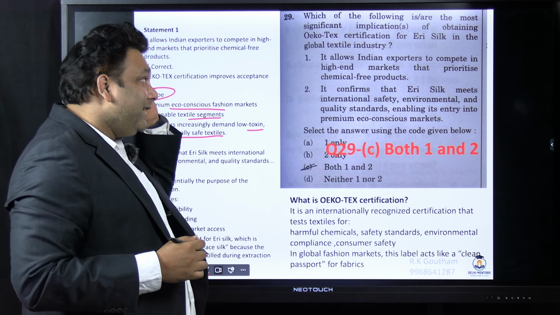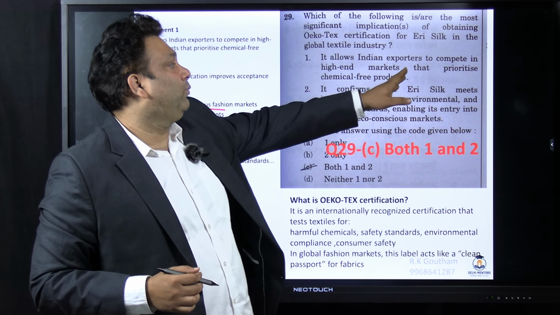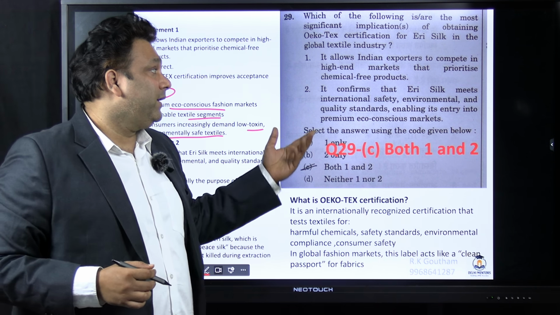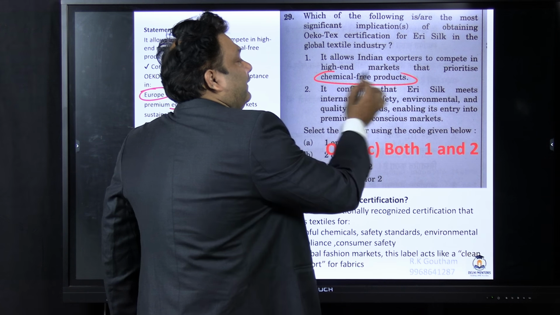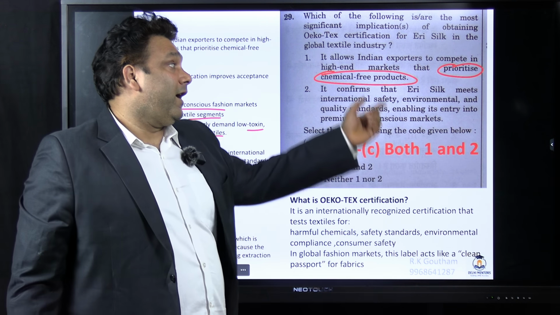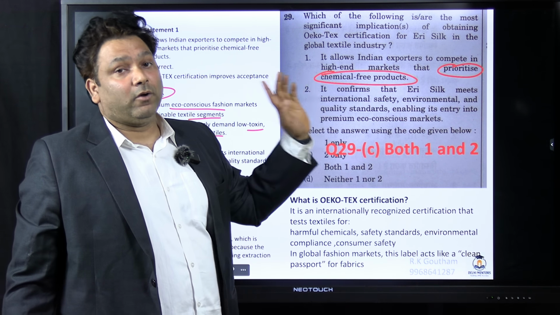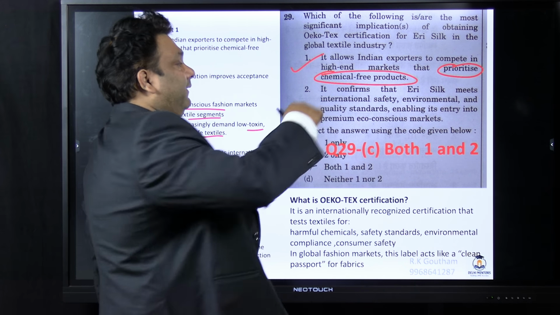So consumers increasingly demand low-toxin, environmentally safe textiles. Now यहाँ पे आप देखो, so India allows Indian exporters to compete in high-end markets. High-end markets means Europe here, that prioritize chemical-free products. यहाँ पे word है priority. If अगर यहाँ पे statement होता entirely chemical-free, statement wrong होता. लेकिन priority is the word here. That's why this statement is right.